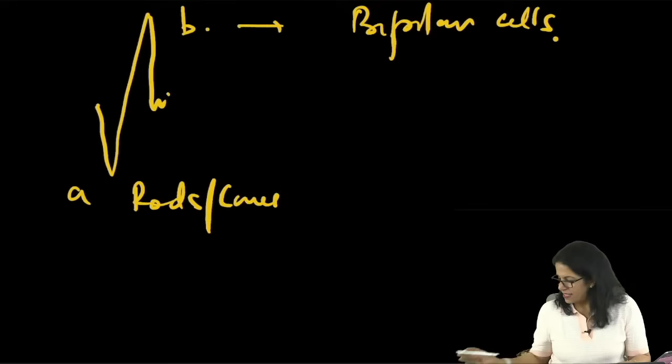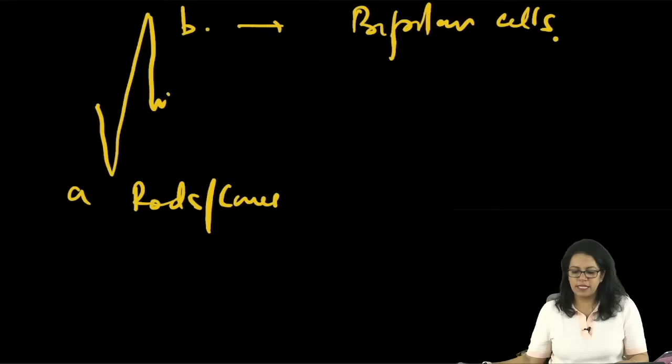C is a very small activity of retinal pigment epithelium, which we are hardly worried about here. So C is a small activity of retinal pigment epithelium.